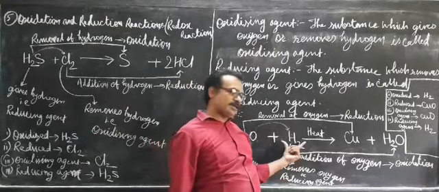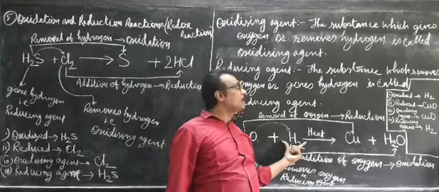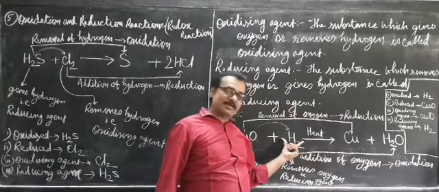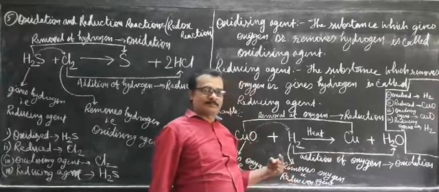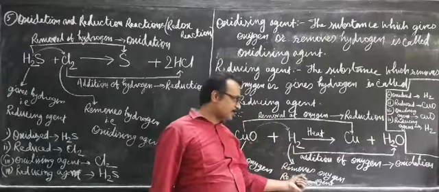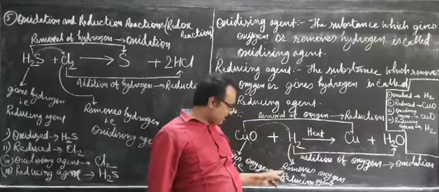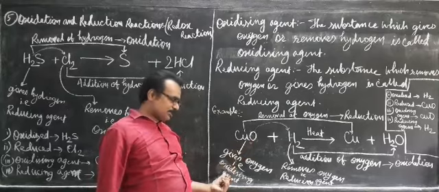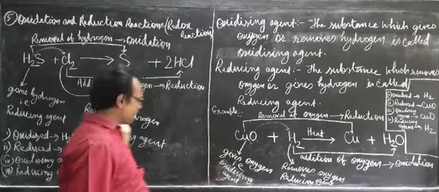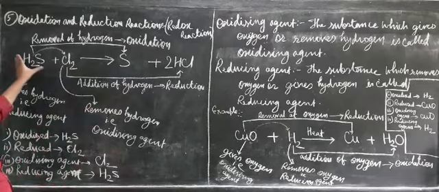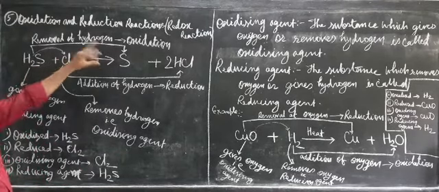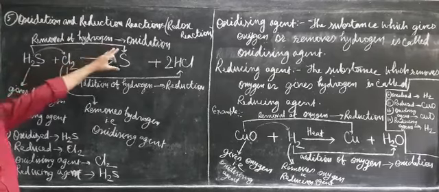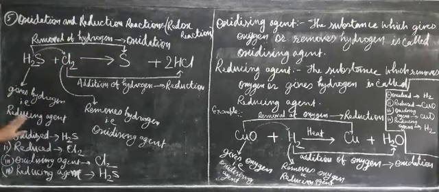And see here another way to identify. Hydrogen is undergoing oxidation. That means hydrogen would be the reducing agent. Anything which undergoes oxidation is a reducing agent. Anything which undergoes reduction is an oxidizing agent. Here also you can see, this hydrogen sulfide is undergoing oxidation, and what kind of agent is it? Reducing agent. So anything which undergoes oxidation is a reducing agent.